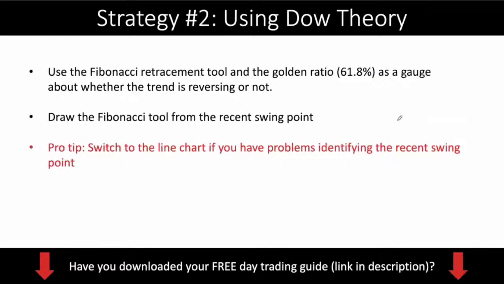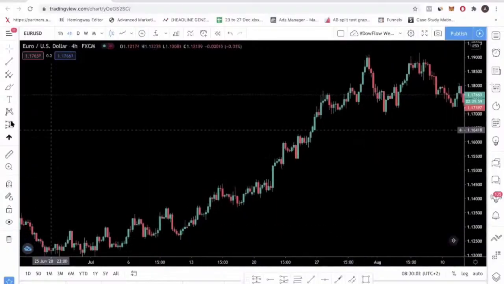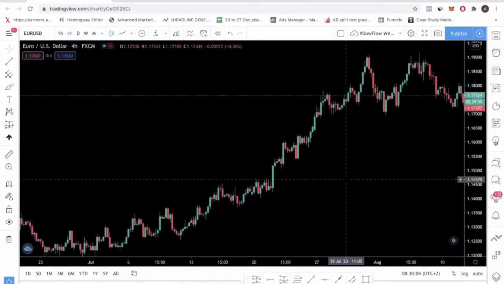Let me show you how you use it. I want to give you the step-by-step guide first, then I will switch to the chart to show you how I use it in real time. Step number one is that you want to use the Fibonacci retracement. This is TradingView over here, a free platform. You don't have to use TradingView, you can use any platform, but in this case I just want to use TradingView because it's the fastest.